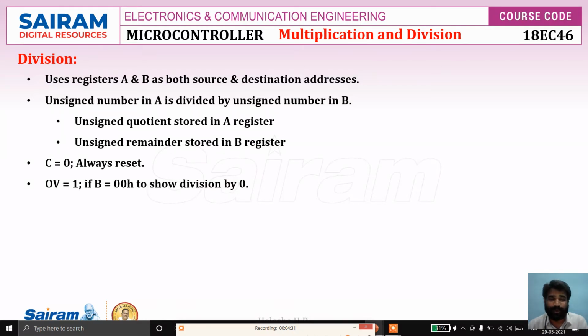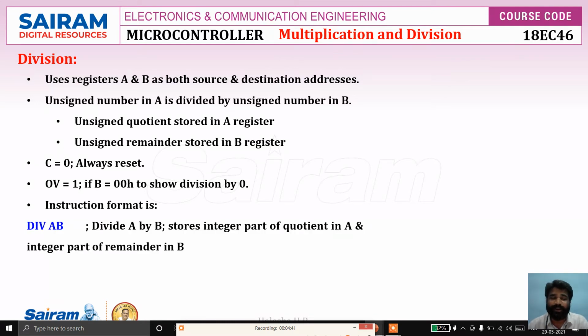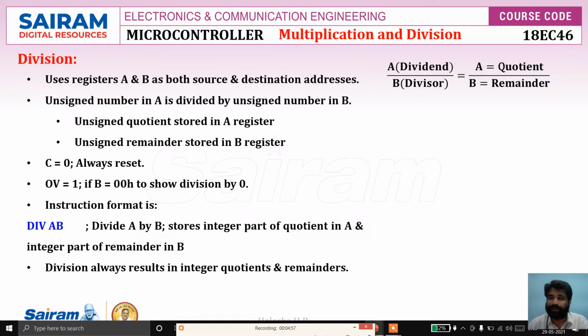Overflow is set to 1 if you try to divide a number by 0, which shows division by 0. The instruction format is DIV AB. Divide A by B. Store the integer part of the quotient in A and the integer part of the remainder in B. That means division always results in an integer quotient and integer remainder. This is the operation: A has the dividend, B has the divisor, so A by B. After the result, A will have the integer quotient and B will have the remainder.